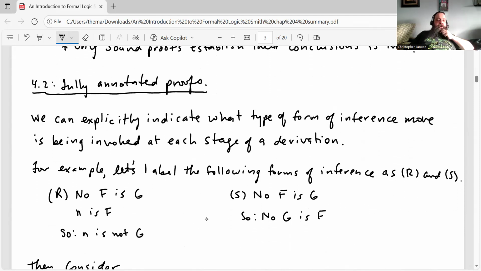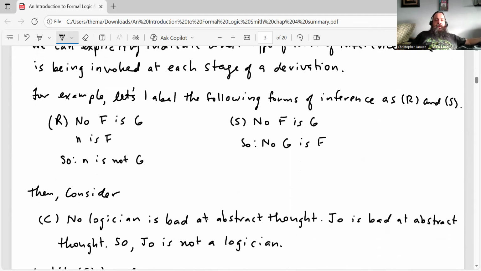All right, next section in chapter 4, fully annotated proofs. We can explicitly indicate what type of form of inference move is being invoked at each stage of a derivation. For example, let's label the following forms of inference as R and S. So R is the inference: no F is G, N is F, so N is not G. S is the inference: no F is G, so no G is F. Right, these are valid inferences.